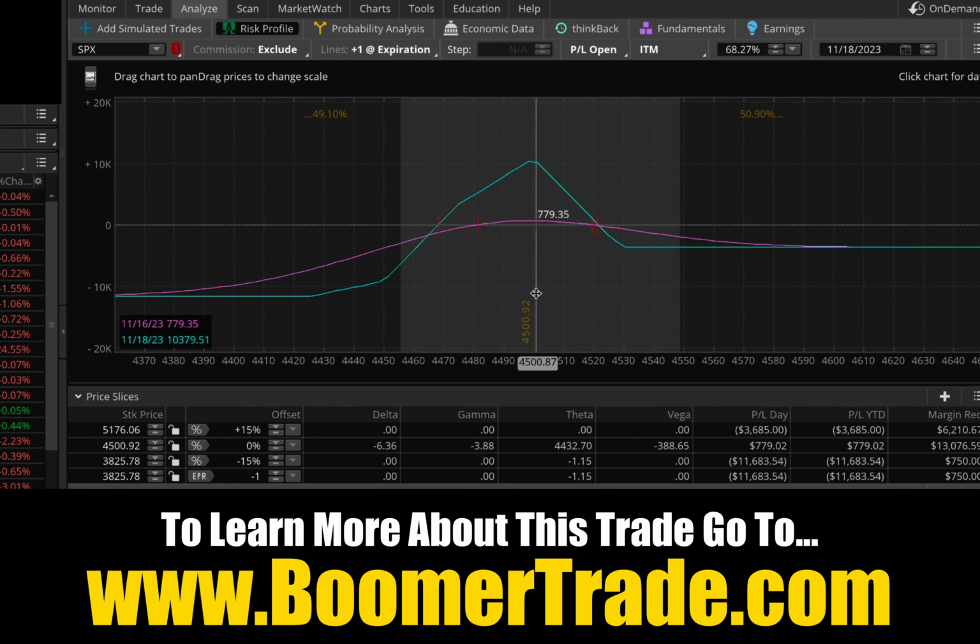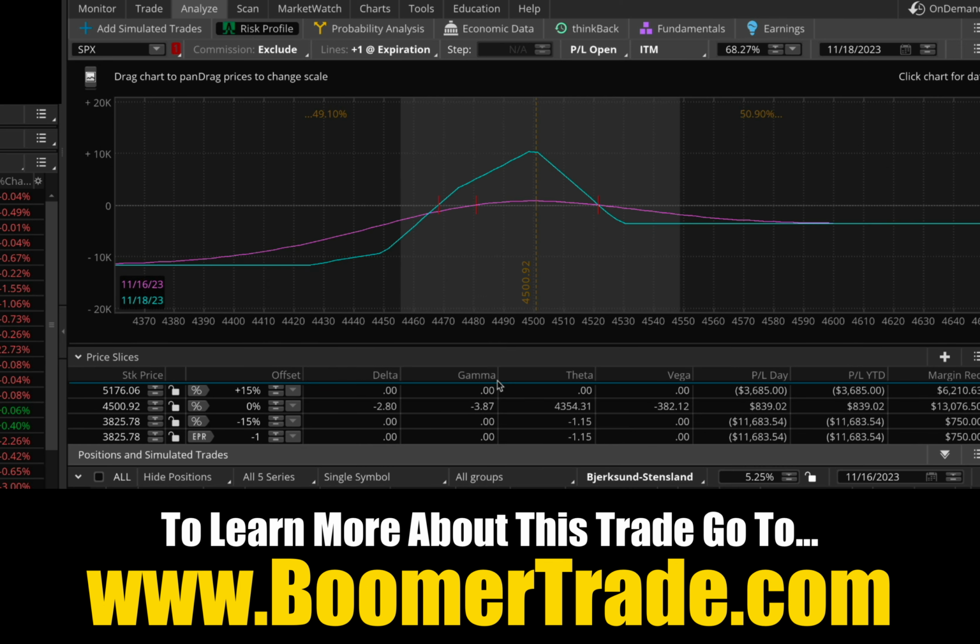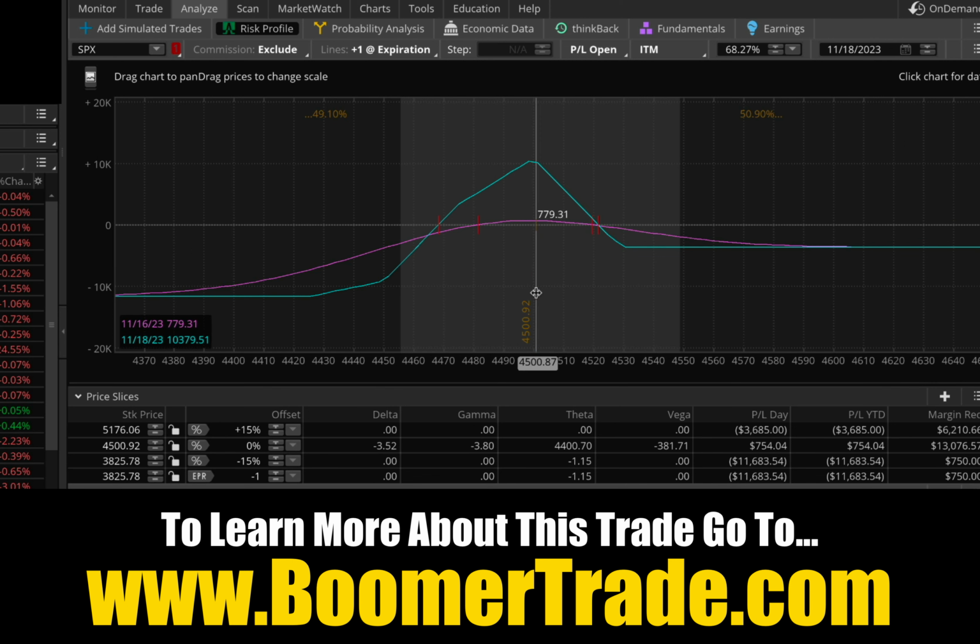This was kind of like a combined butterfly. It's 2 butterflies combined together into one, making kind of like a bigger broken wing type of butterfly structure. And so this morning when the market opened, you can see that the position was up $779. This position was put on maybe an hour before the market closed yesterday. So we had it overnight, woke up this morning to find this beauty, $779 in it right off the bat.